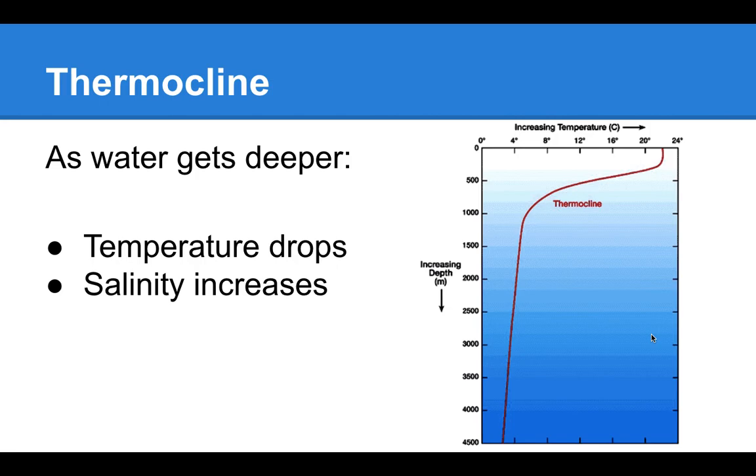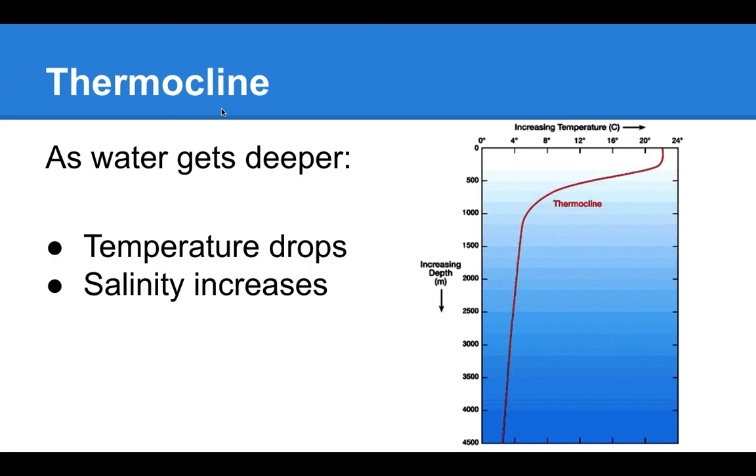Okay, last thing we're going to talk about, this is where we talk about the water column, is the thermocline. As you get deeper into the ocean, we are going to see the temperature drop and salinity increase. This has to do with the density. This gets really intertwined with the physics of water that we've already talked about. So this is what drives thermohaline cycling as well.